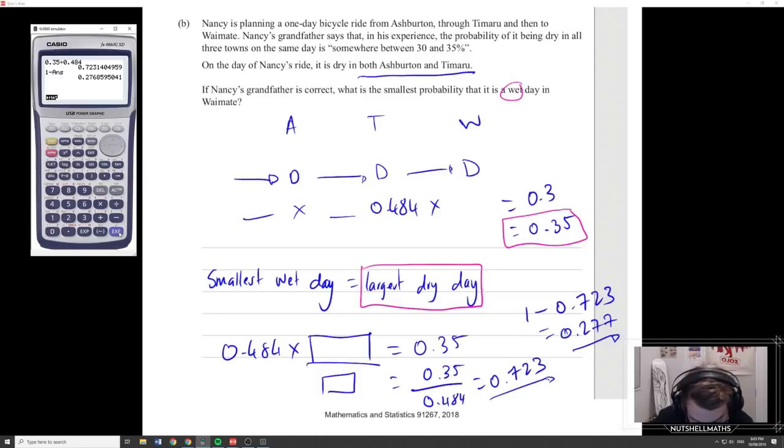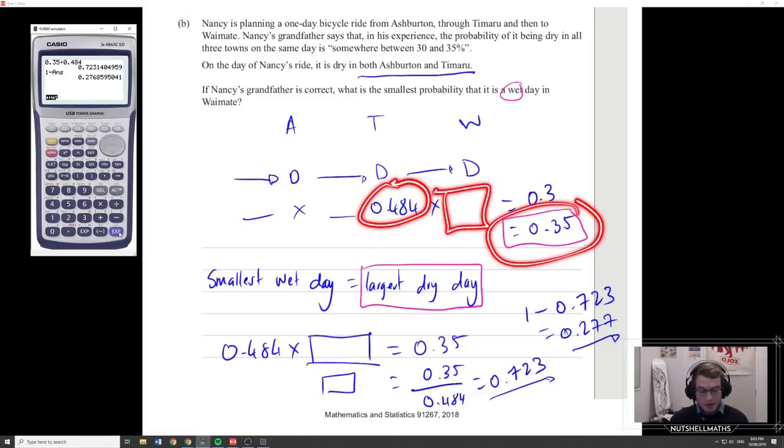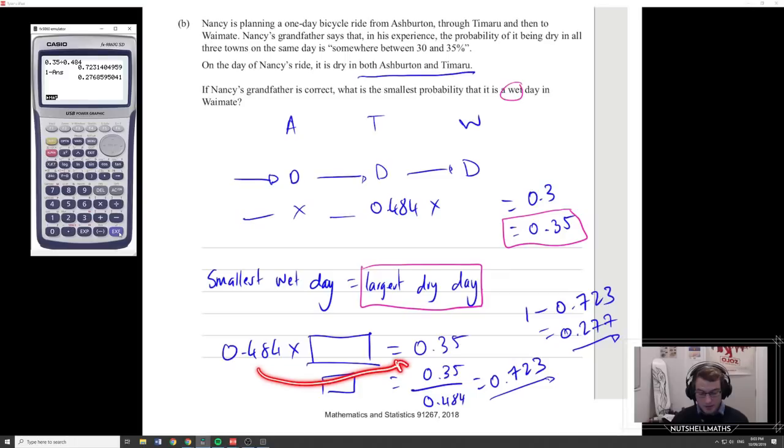So, what we did here, we got this probability. I'll just show you where I'm looking. This probability and this probability is 484. 484 times by some number is 0.35. So to rearrange that, we divide by the 484 and you get this.